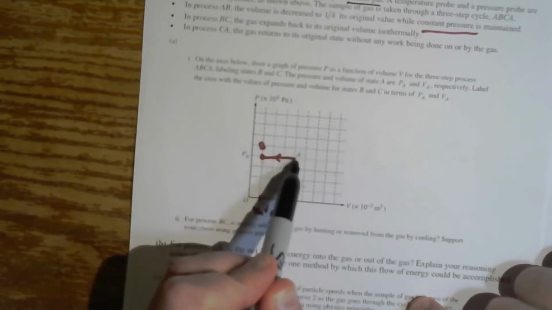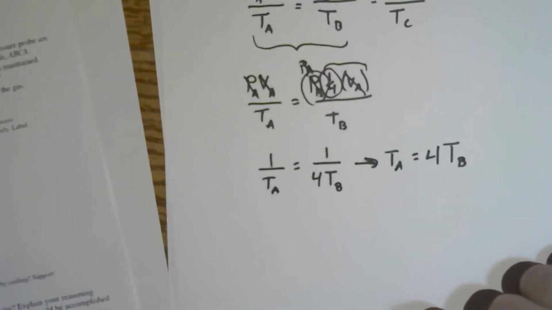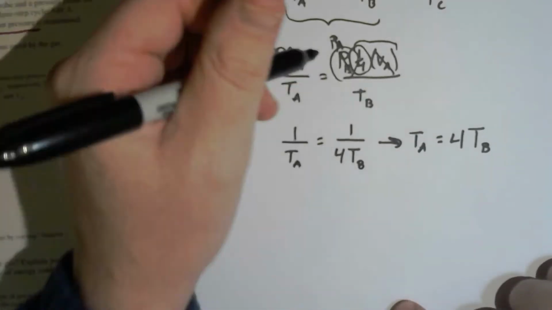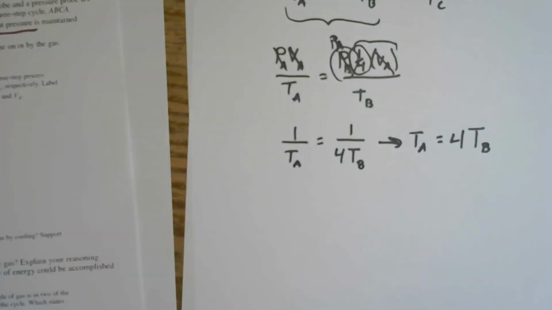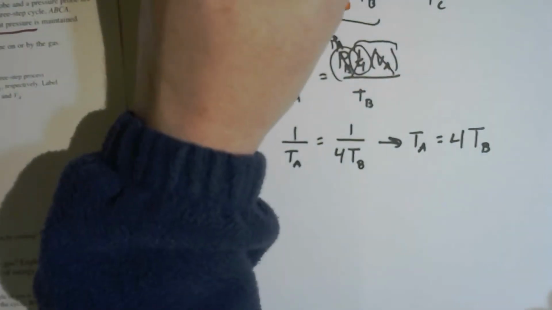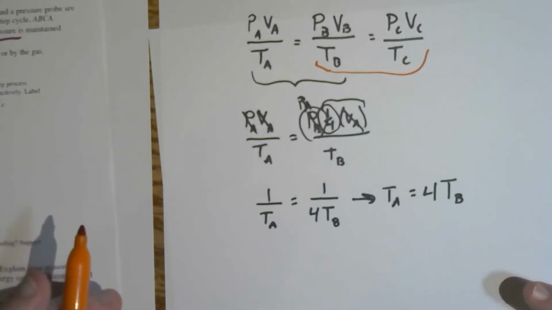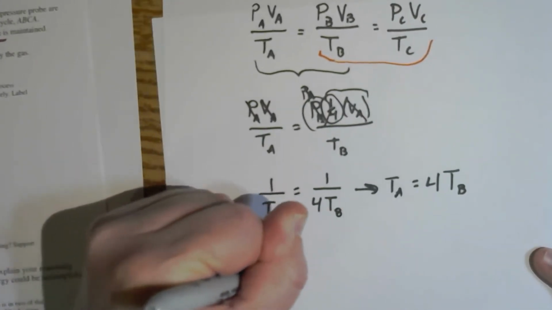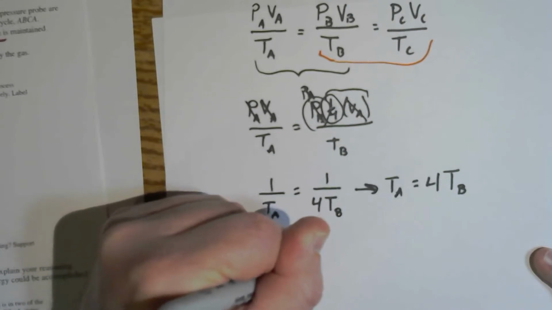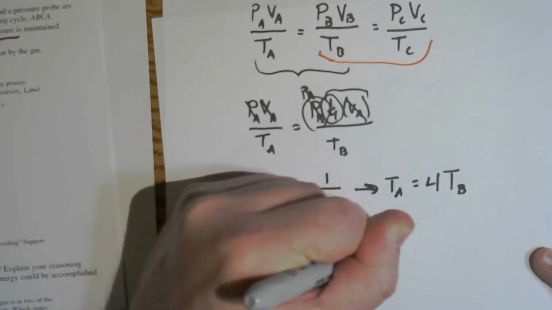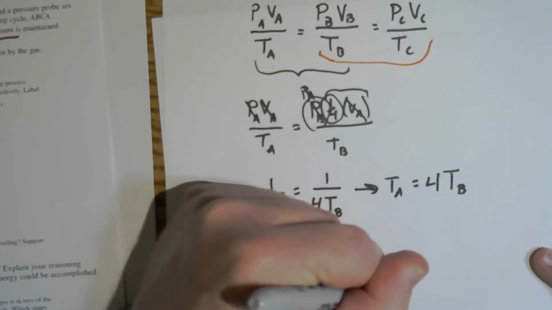So we're at a higher temperature at A than we are at B. 4 times as much. Now, let's look at what happens between B and C. Between B and C, we know this information. We'll rewrite that: pressure at B, volume at B over temperature at B is equal to pressure at C, volume at C over temperature at C.